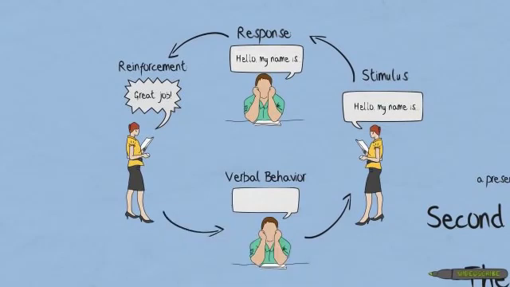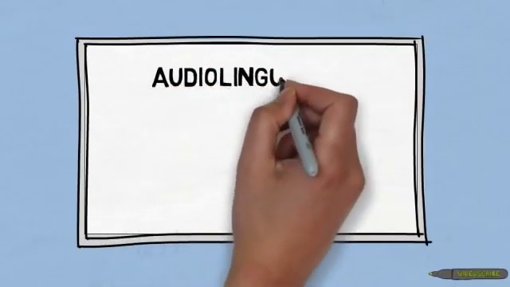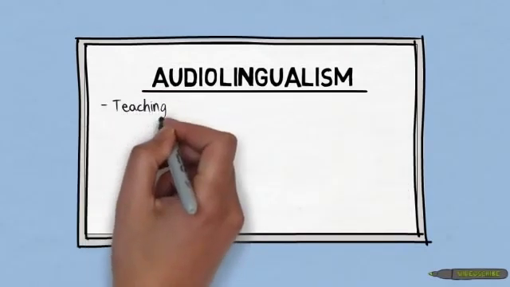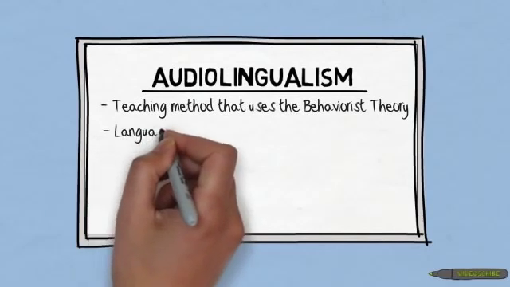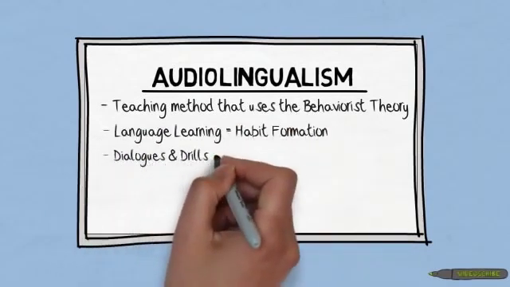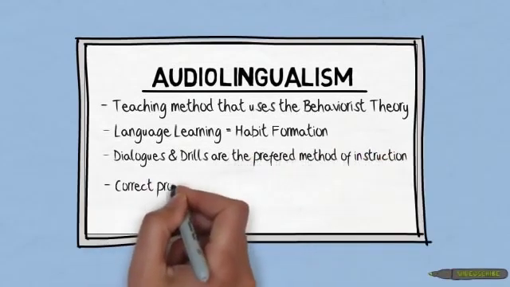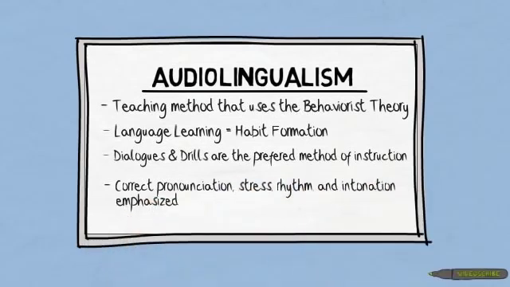So, with this in mind, we can take a brief look at audiolingualism, which is the teaching method that originated from the behaviorist theory and focused on language learning as mere habit formation. So, because behaviorists and supporters of audiolingualism viewed language learning as habit formation, dialogues and drills formed the basis of learning. Dialogues were used for repetition and memorization, correct pronunciation, stress, rhythm, and intonation are emphasized.